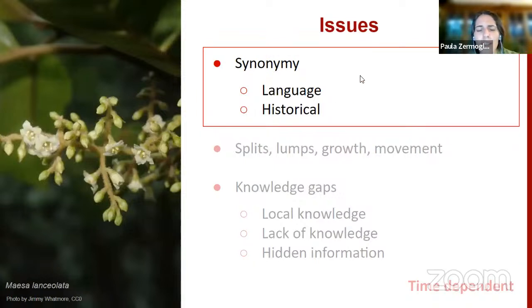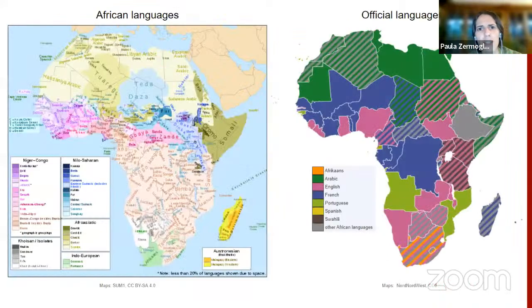So let's go a little bit more into the synonymy issue with respect to languages and historical processes. So with respect to languages, these on the screen are 2 maps. The first one on the left shows families of languages that are in Africa. Now, careful, because as it says at the bottom of the map, this map is showing less than 20% of all the languages that are actually in Africa. But this serves us to see all the variation that we can find.